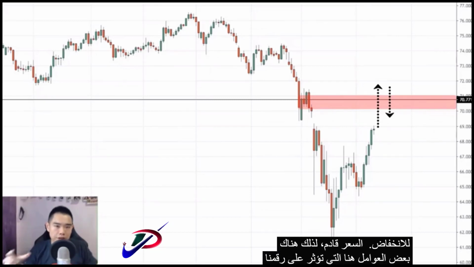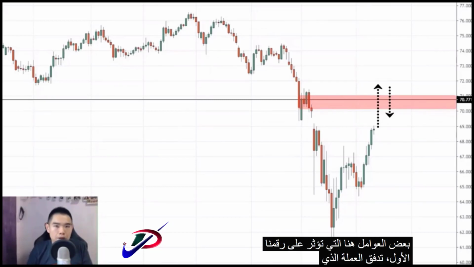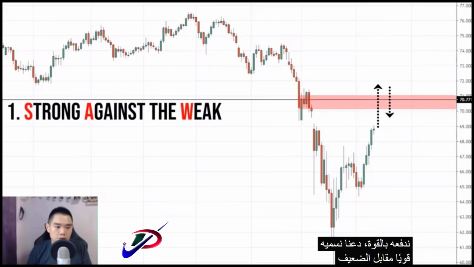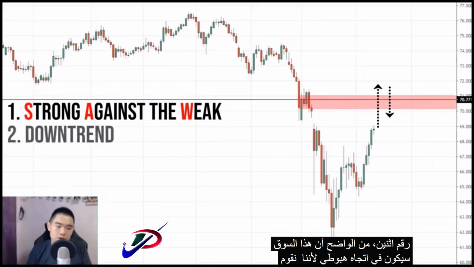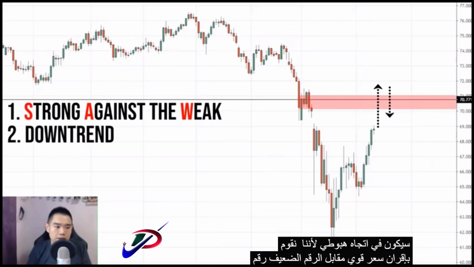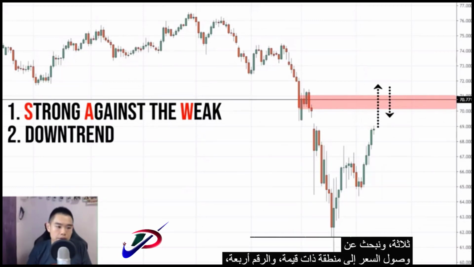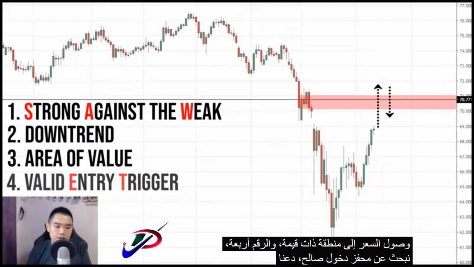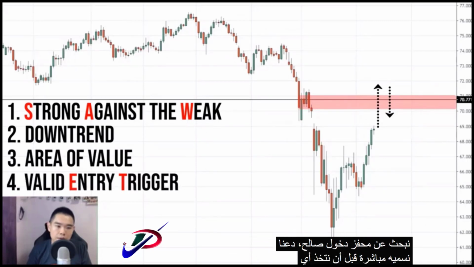So there are a few factors here, right. Number one, the currency strength meter, we are pairing the strong against the weak. Number two, clearly this market is going to be in a downtrend because we are pairing a strong against the weak. Number three, we are looking for the price to come to an area of value. And number four, we look for a valid entry trigger, let's call it ET, before we take any short position. Does it make sense?